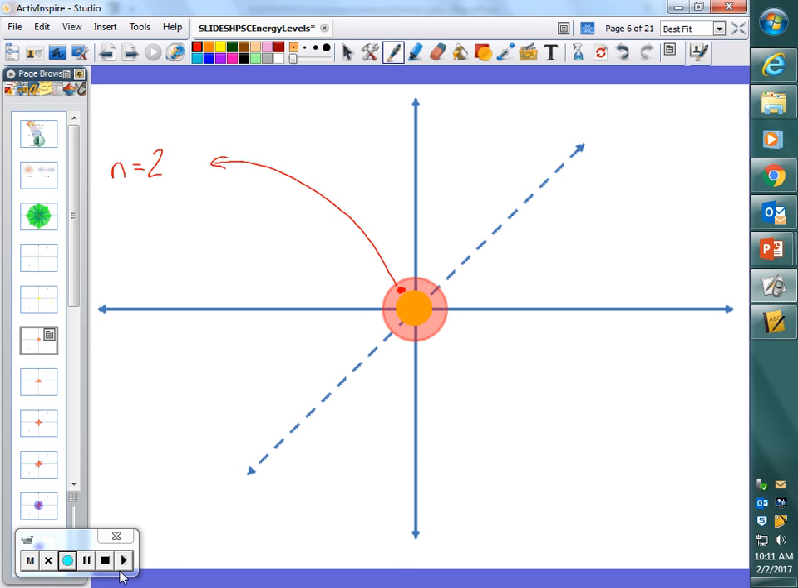But even though we're out a ring, what shape of an orbital is it? S. It's still an s orbital. Yes, it's out a little bit further, but it's still an s orbital. And that means the angular momentum quantum number for this one would have to be 0. So now we have two orbitals, and we can tell them apart because they have a different principal quantum number, even though the angular momentum quantum number is the same.